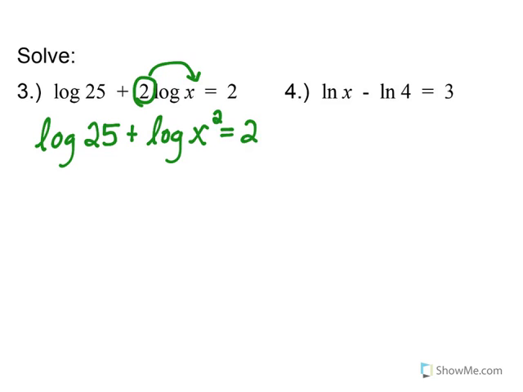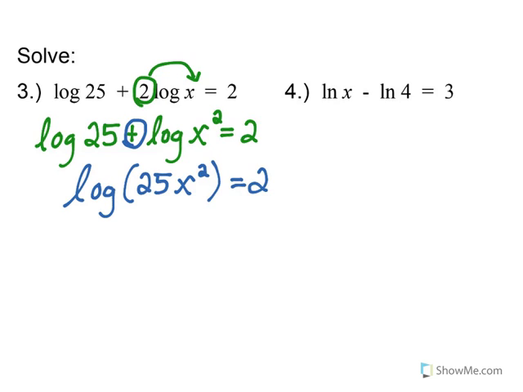All right. And then I'm going to condense further because I have the addition here. That means I can condense this down into a product on the inside. So this is the log of 25x squared, and that's going to be equal to 2. Okay. Now, because I don't have log equals log, I can't use the property of equality, so I do need to convert this to exponential form.